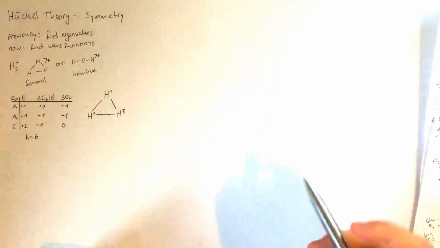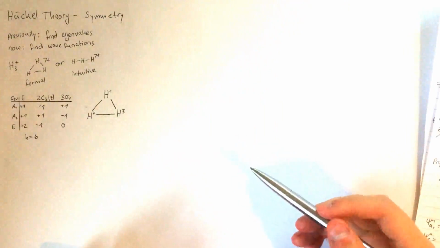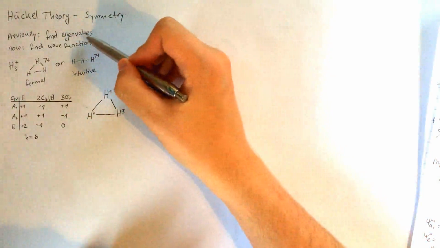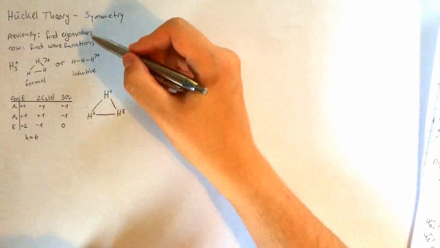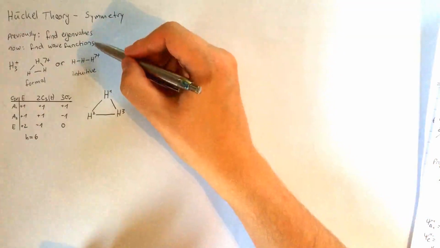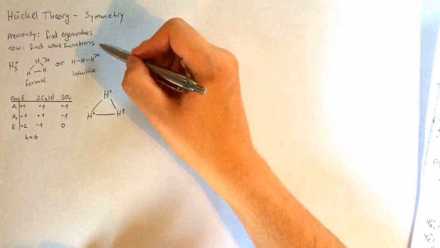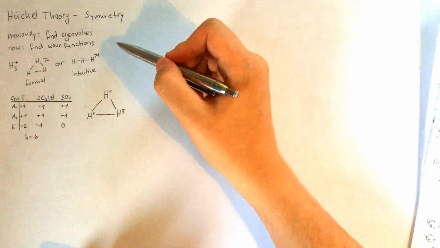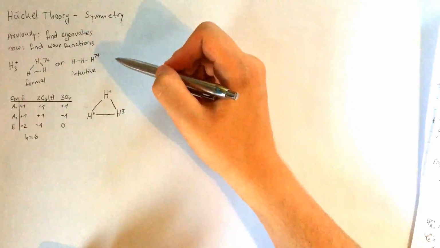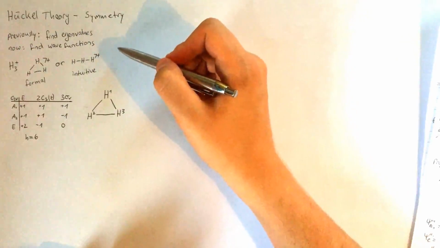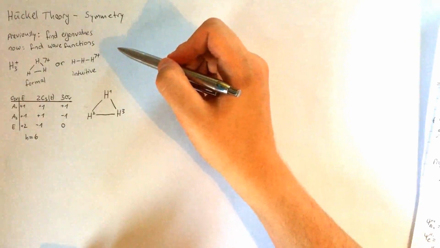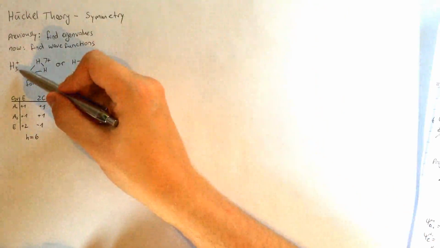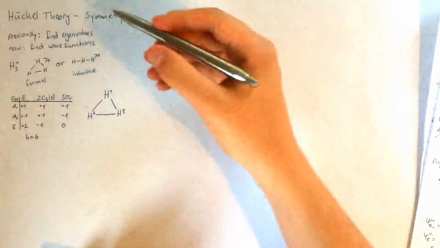In the previous video, I showed you how to solve problems in Hückel theory by finding the eigenvalues of the matrix which we derived in the first video. In this video, we're going to find the wave functions and thus diagonalize the matrix using symmetry. As our example, we're not going to look at hydrocarbons, we're going to look at H3+ and the sigma framework.